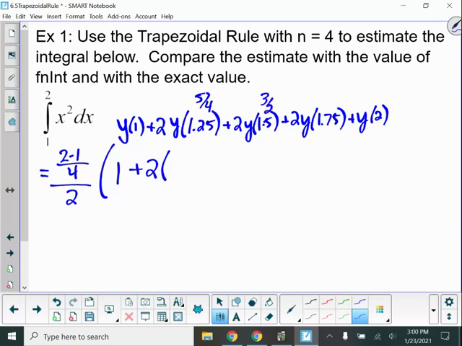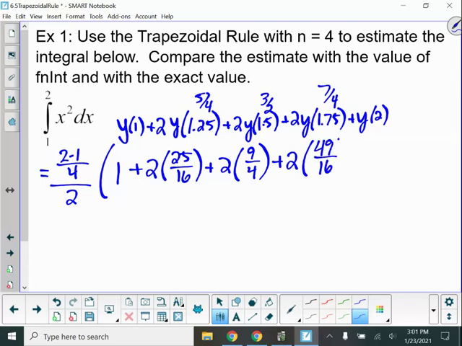That might be a little bit easier to work with because I am squaring it. So 5/4 squared is 25 over 16. 3/2 squared is 9/4. 7/4 squared is 49 over 16, and then 2 squared on its own is simply 4.